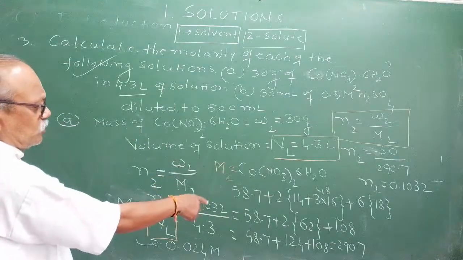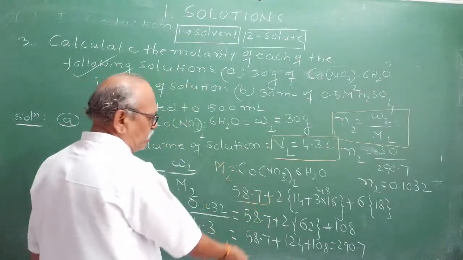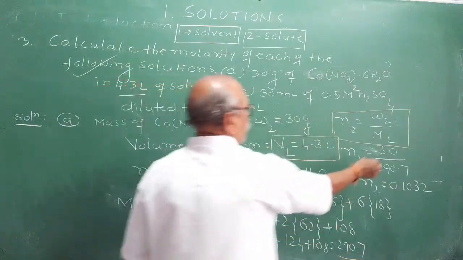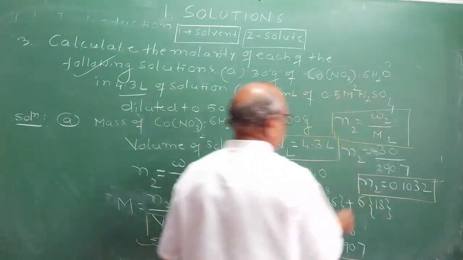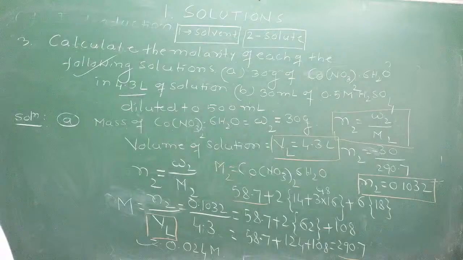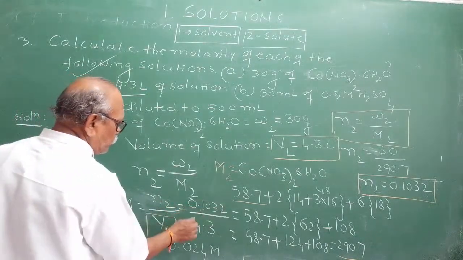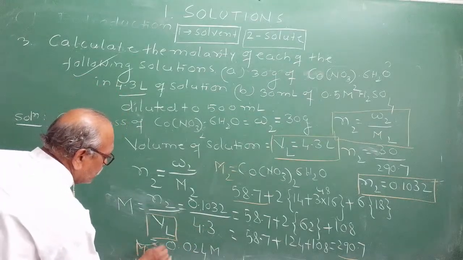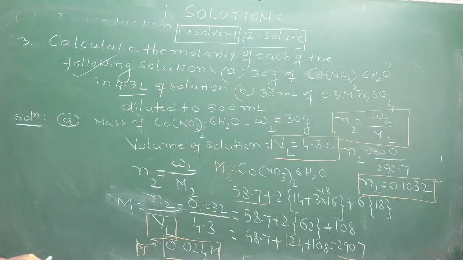Cobalt nitrate 6H2O. Cobalt molecular weight, they will generally give 58.7, and on calculation you will get 290.7 grams. Now you divide 30 upon 290.7, you will get N2 is equal to 0.1032. Substituting N2 as 0.1032, divided by 4.3, you will get the molarity as 0.024 m.